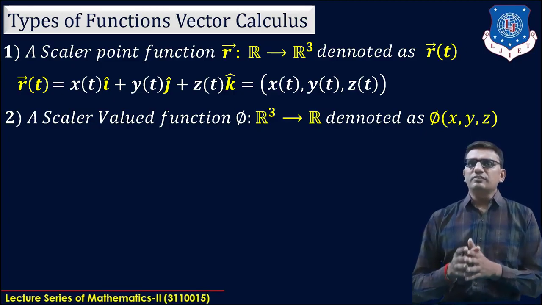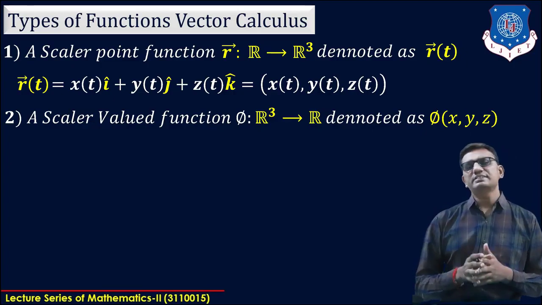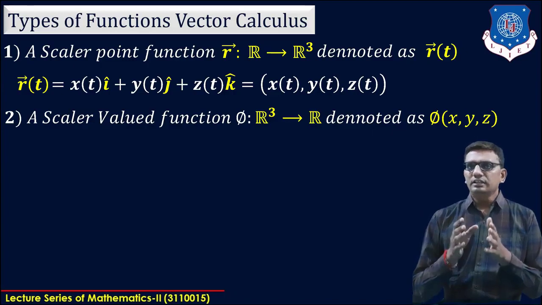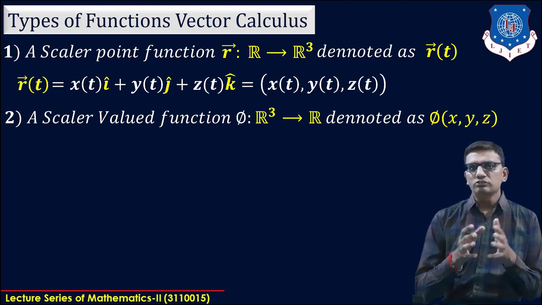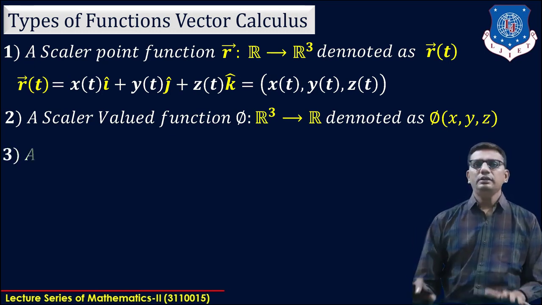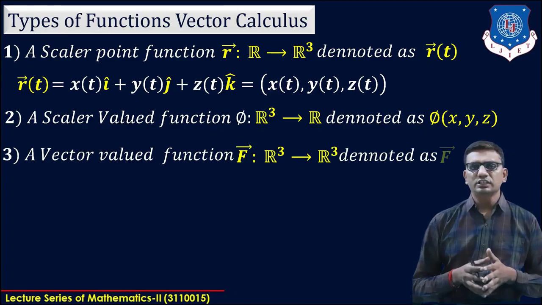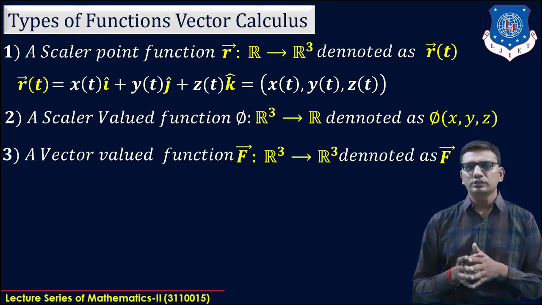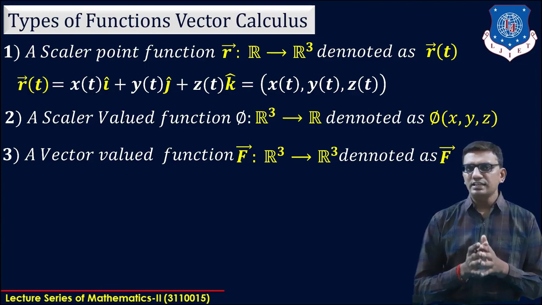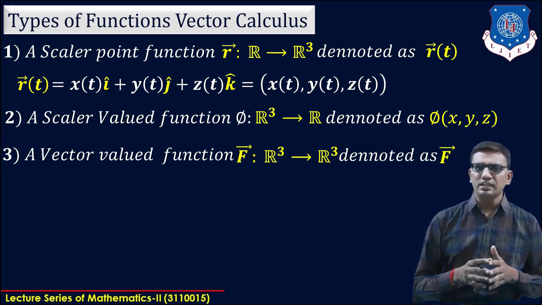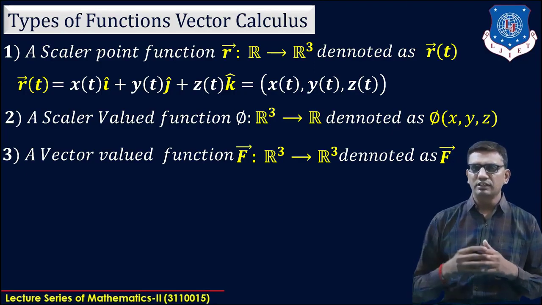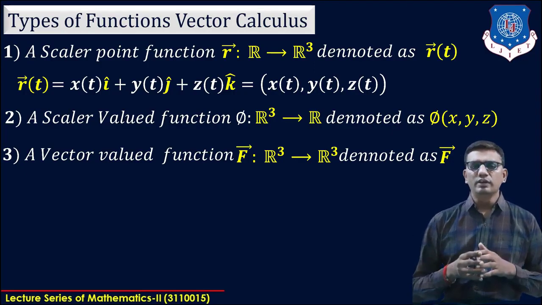and it is denoted as phi of x, y, z, where x, y, z are real numbers, and its image is always a real number or complex number. So it is known as a scalar valued function. And a third type of function is vector valued function, and it is from R cube to R cube. It is denoted as f bar, and it contains three components as scalar valued functions, denoted as f1 i caret plus f2 j caret plus f3 k caret, where f1, f2, f3 are scalar valued functions in 3 variables or 2 variables.